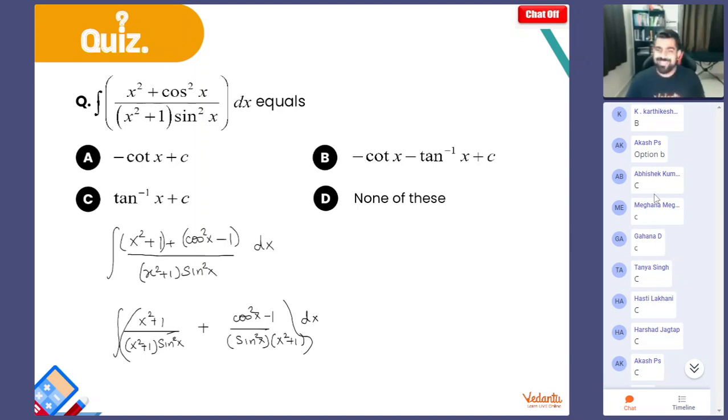Got it? So now can you guys finish it off? I have made it a bit easy. You just need to open your eyes and see what is there.